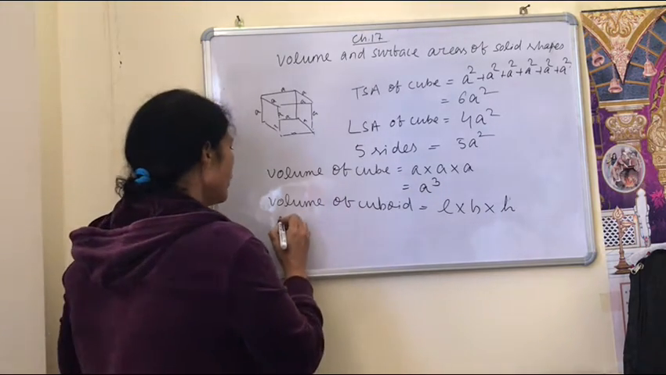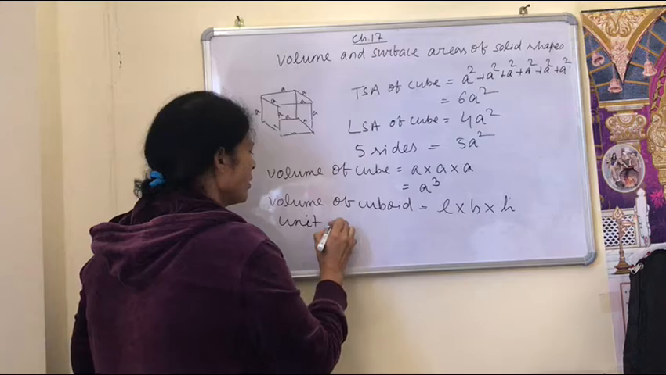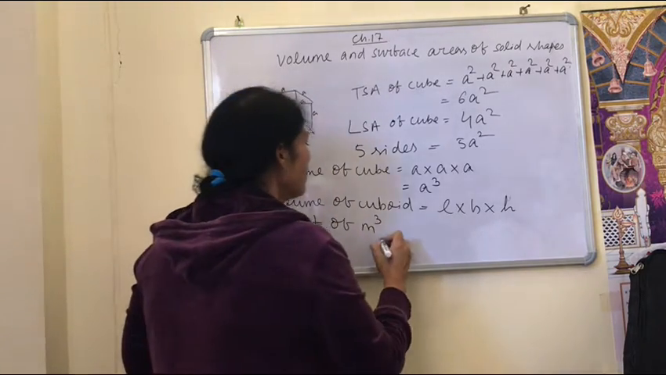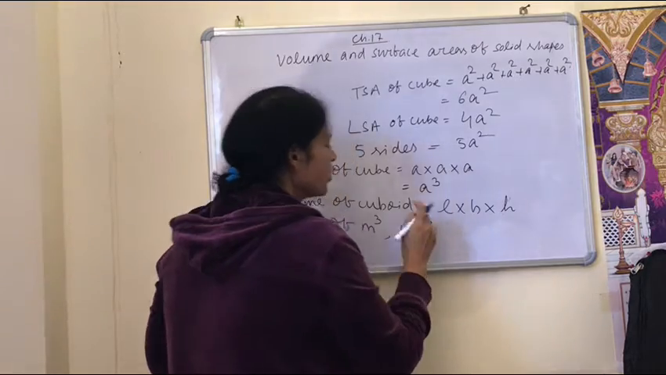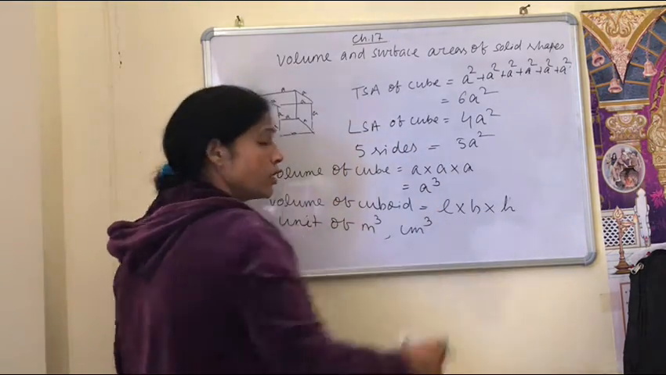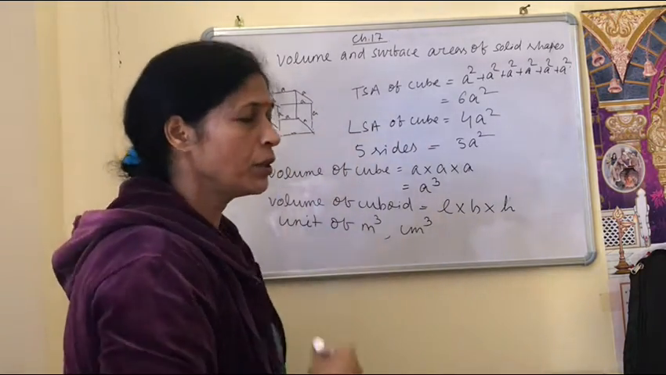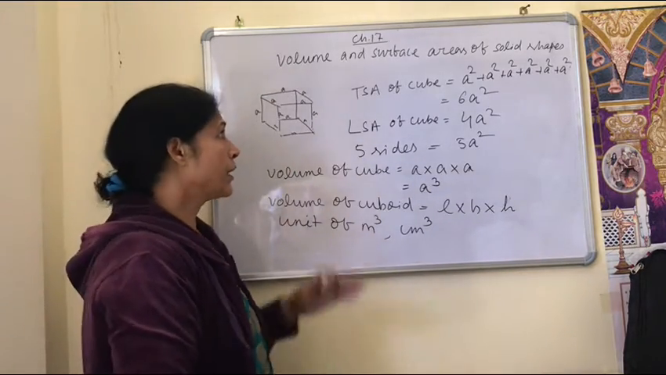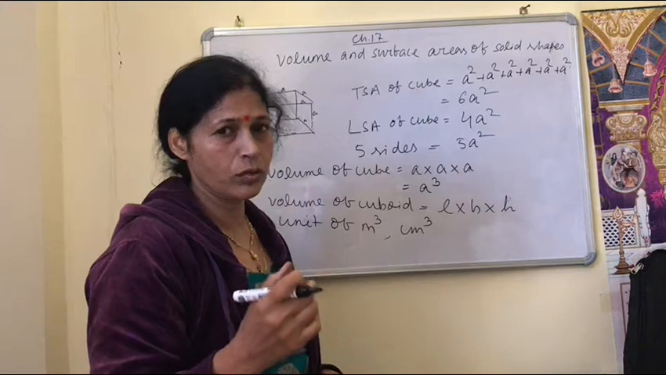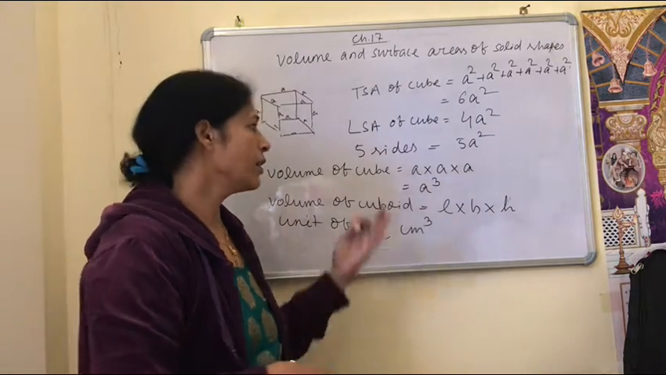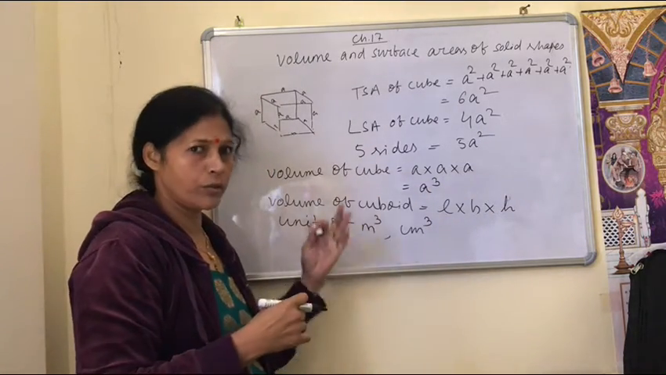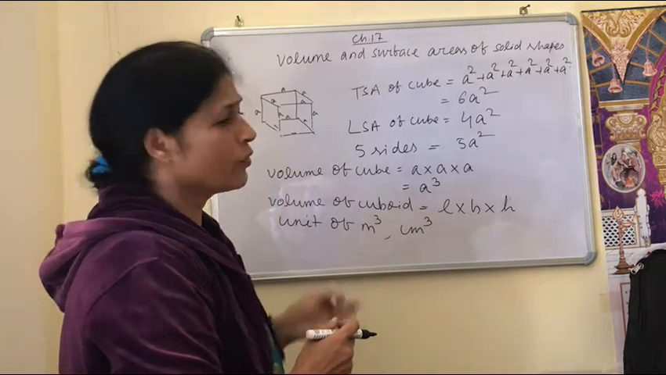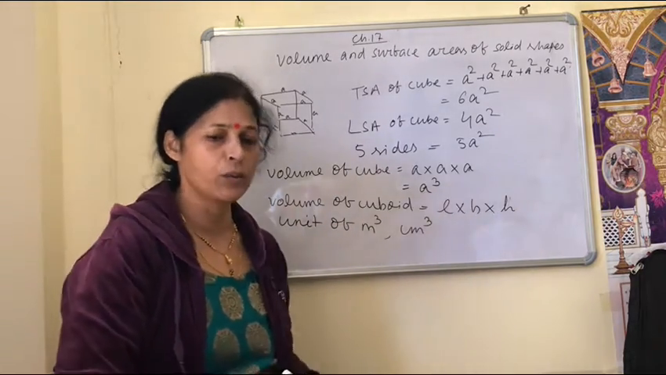Generally the unit of volume is meter cube or cubic meter, or centimeter cube, because meter into meter into meter means meter cube, and centimeter into centimeter into centimeter means centimeter cube. But area is always in square units. This is all about the volume and surface areas of cube and cuboid.